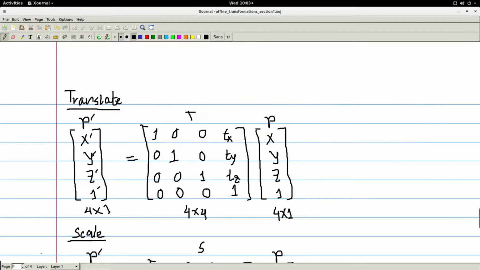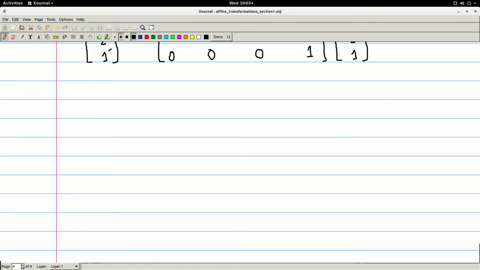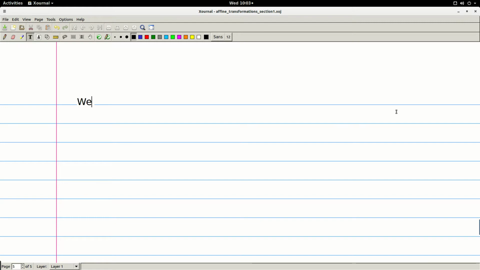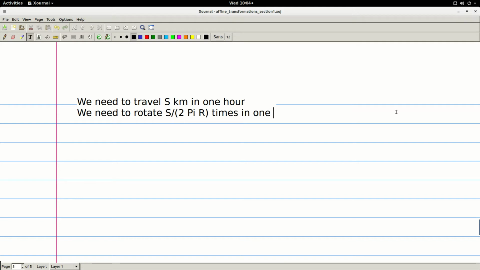Let me go for a new page. And let me write this down. We need to rotate 2 pi r is divided by 2 pi r times in 1 hour. Can we say this? Because that's the distance we need to travel.